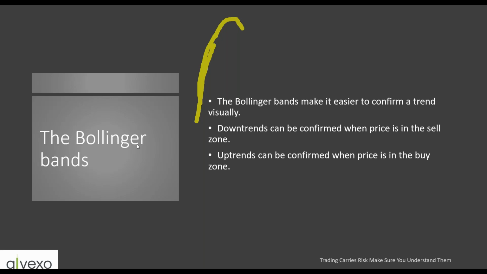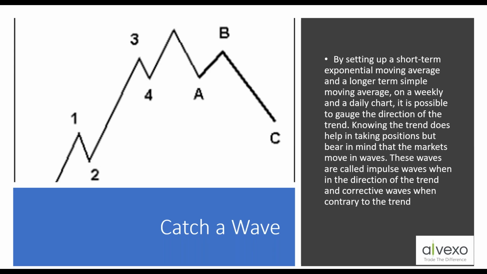But there are different ways that you can determine or establish an actual trend. And as you notice, I haven't given you any hardcore rules about a trend. It's simply a price moving up, making higher highs and higher lows, going through pushes forward, it eases down, pushes forward, and eases down. So Bollinger makes it easy to confirm a trend visually. A downtrend can be confirmed when price is in the sell zone, and an uptrend can be confirmed when price is in the buy zone.